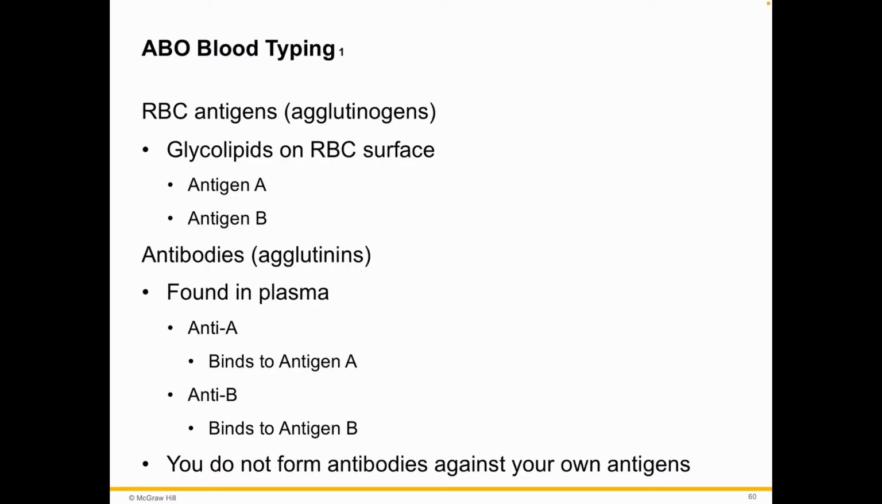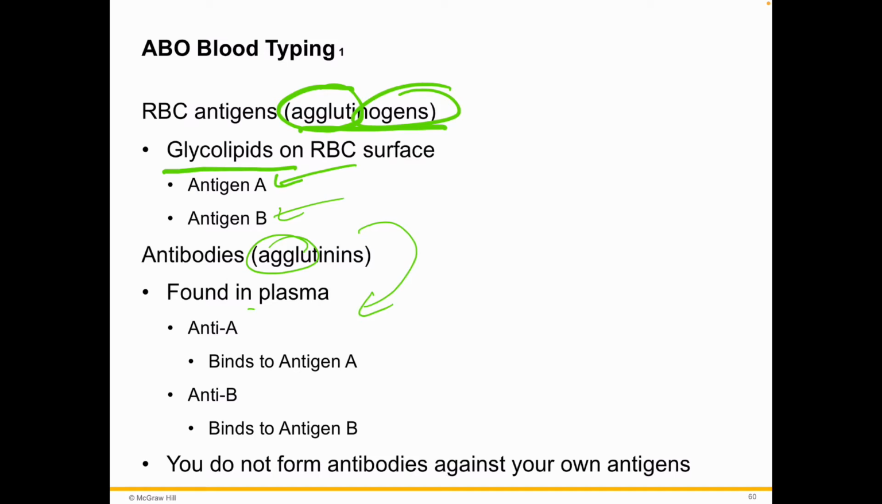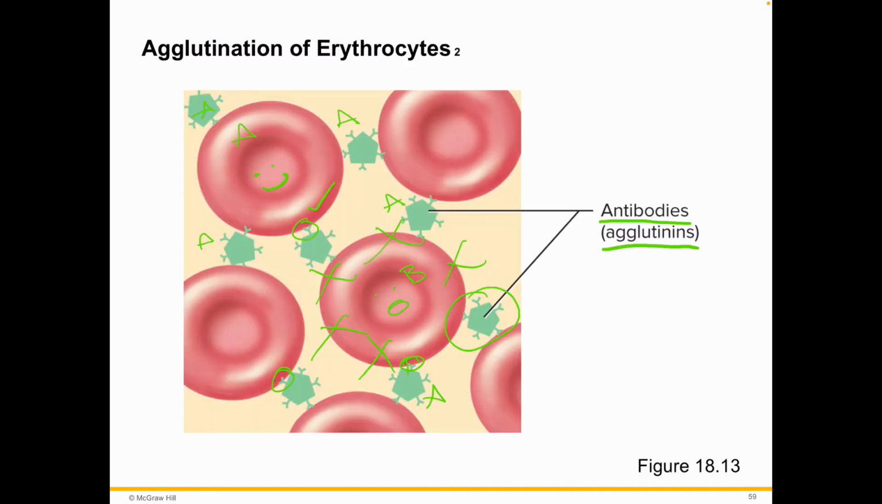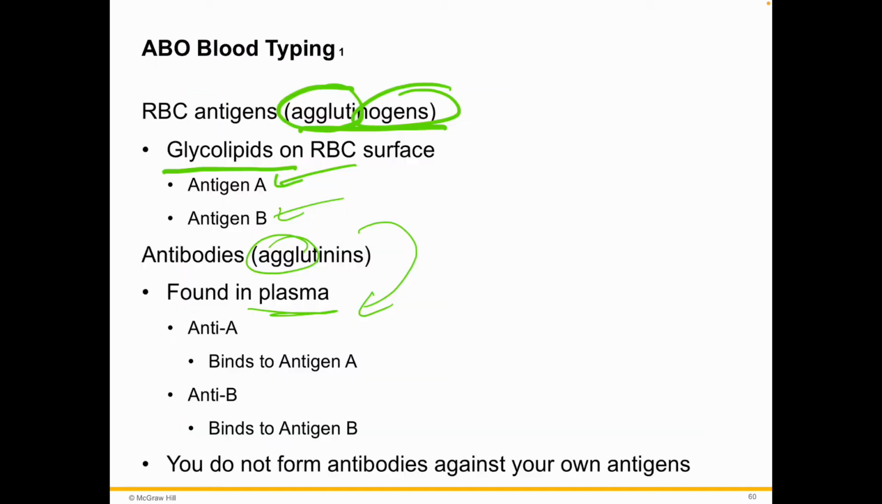So red blood cell antigens are agglutinogens, right? So they agglutinate, they stick on there. And the ones that begin the process do it based on these glycolipids on the red blood cell surface, A's and B's, for example. Antibodies, or agglutinins, are the items that are going to be globbing onto them. We find them floating in the plasma because they're small, like dissolved proteins, essentially. Anti-A will always bind to antigen A, the A blood types, and anti-B will always bind to the B blood types.